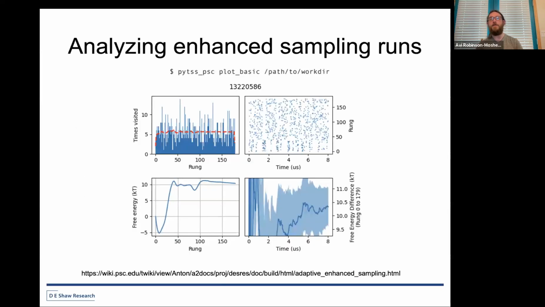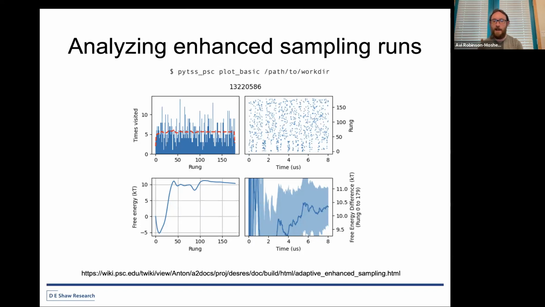So there's a tool called PyTSS that both helps in setting up these simulations and analyzing them. There's documentation on the PSC wiki, and the link is referenced at the bottom of this slide. And I just want to talk through here a tool called Plot Basic that is the thing that is most useful for analyzing one of these enhanced sampling simulations and explain what the various quadrants of this plot mean. So when you're running enhanced sampling, you want to make sure that what you've done is actually properly converged so that the results you're seeing are meaningful.